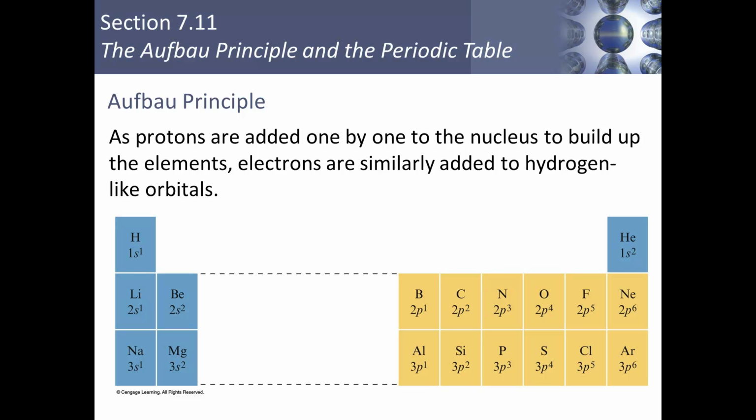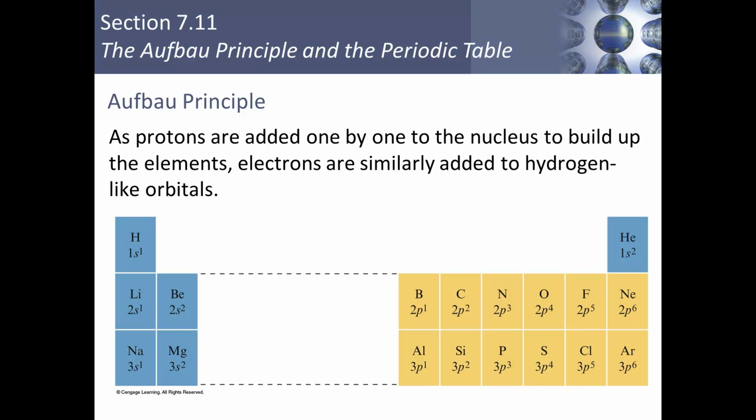Now, as protons are added one by one to the nucleus to build up elements, electrons are similarly added. We add these electrons to hydrogen-like orbitals, and they fill successively higher energy orbitals as we begin to place electrons into orbitals. So with hydrogen, we only have one electron in the 1s orbital. With helium, we place a second electron in that 1s orbital, so we have an electron configuration of 1s2. Now remember, by the Pauli exclusion principle, these two electrons must have opposite spin to be in the same orbital.